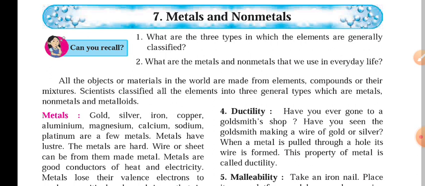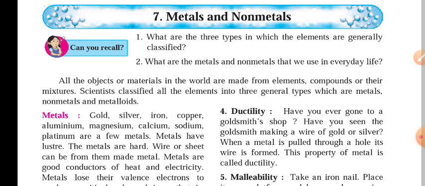Today we are going to see class 8 science chapter number 7, metals and non-metals. Dear students, you know very well that in our previous topics we had already studied about the atom, then the composition of matter. In the previous chapter, composition of matter, we already came across three types of matter. The first is element, then compound, and after that we studied mixtures.